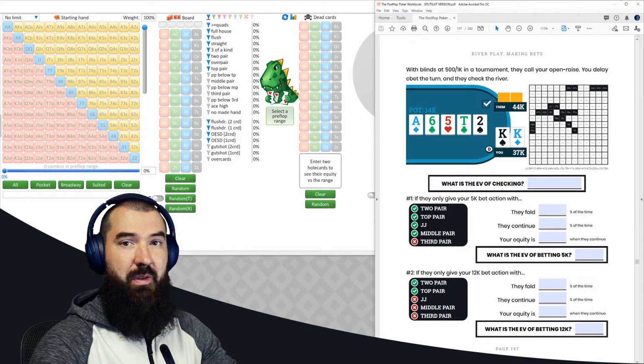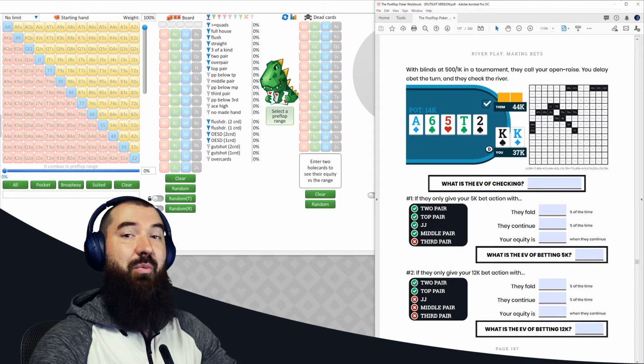And today we're going to run through the river play when making bets section of the Postflop workbook, go through page 197 together. And without further ado, let's jump right into it.